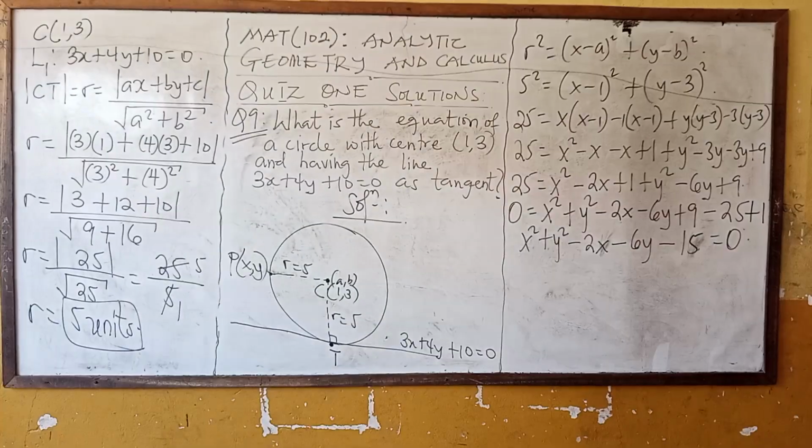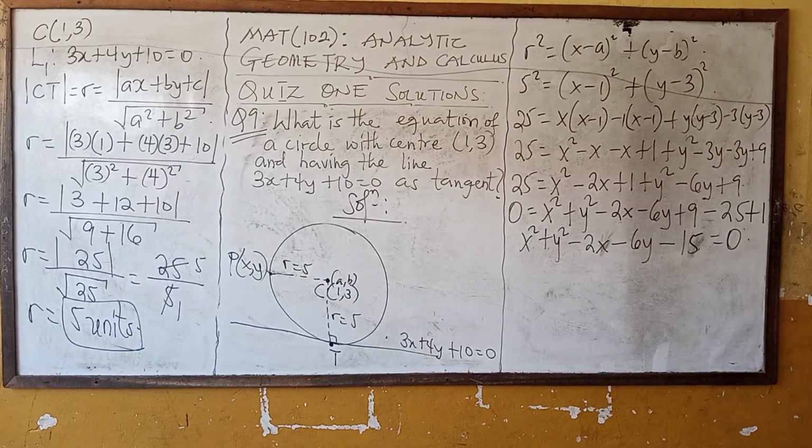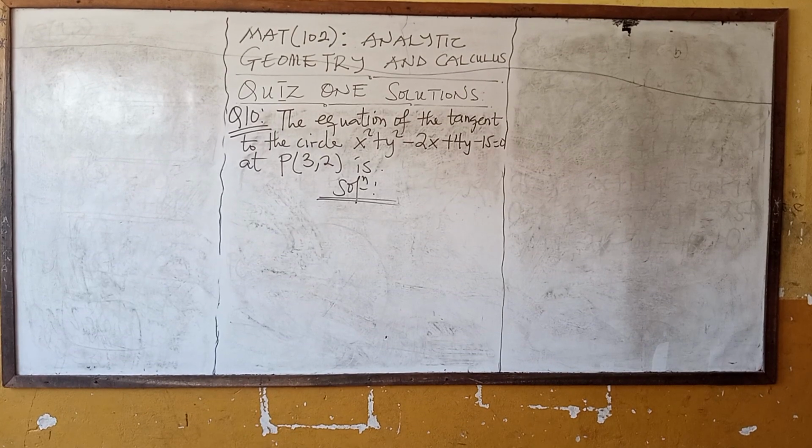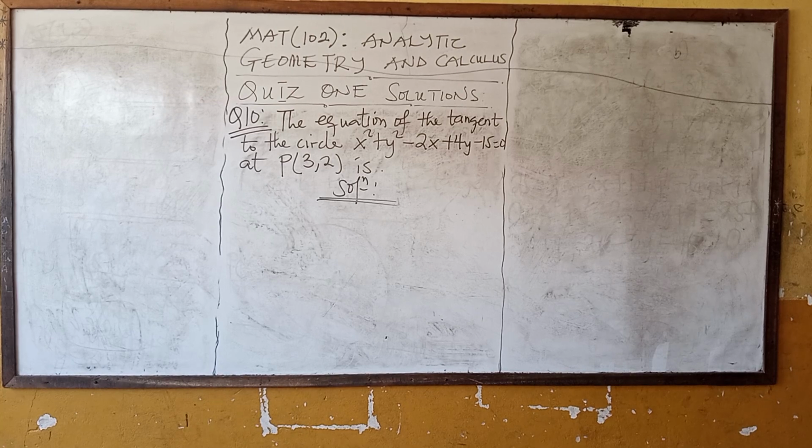Alright, so let's move on to question 10. We are taking question 10. On your quiz paper, it is question 12, but we are taking question 10. So let's start. Alright, so let's see question 10. The equation of the tangent to the circle x squared plus y squared minus 2x plus 4y minus 15 equals 0 at point P, 3, 2.